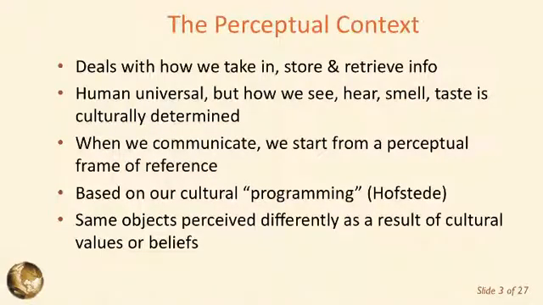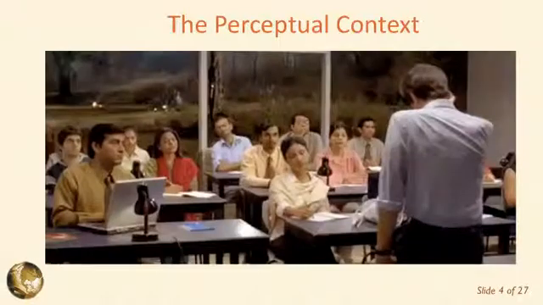The same objects are perceived differently as a result of cultural values and beliefs. And we're going to look at an example of that where we're talking about the same thing, two different things actually, and the perceptions of those are quite different in two different cultures. The cultures we're going to be looking at in this example are the United States and India. And this is taken from the film Outsourced. So let's take a look at that clip and then we'll talk about it briefly.